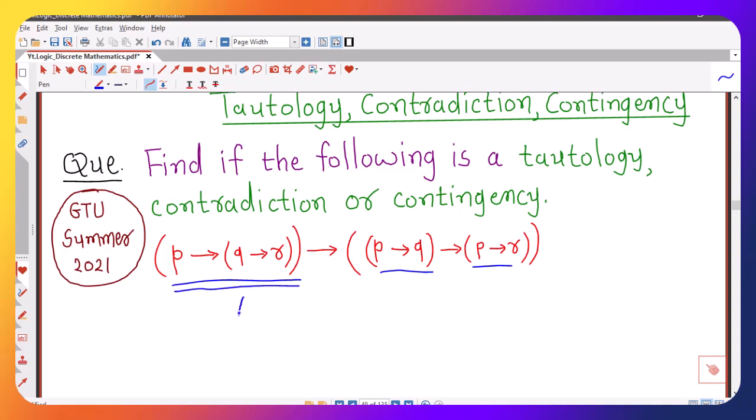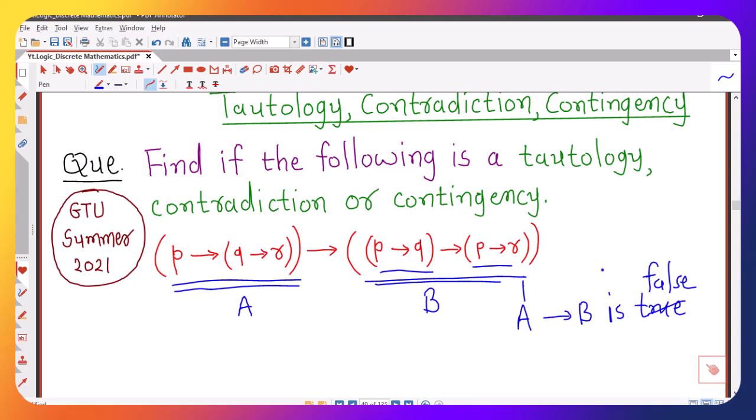Suppose this is denoted by capital A, and this is denoted by capital B. Then A implies B is false if A is true and B is false. We remember it in this way: when that happens it is false, and in all other cases it is true.